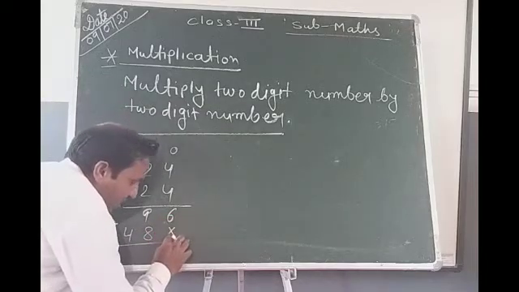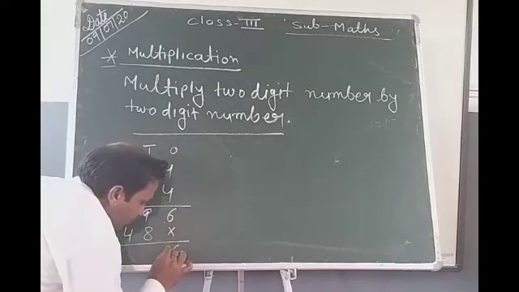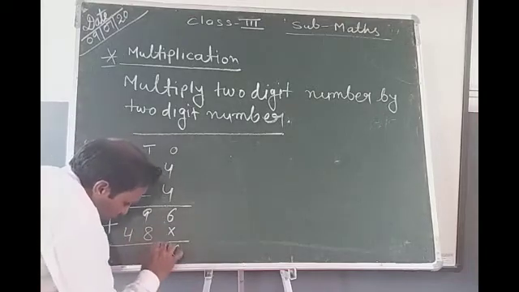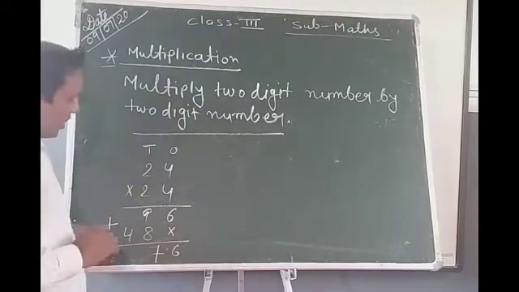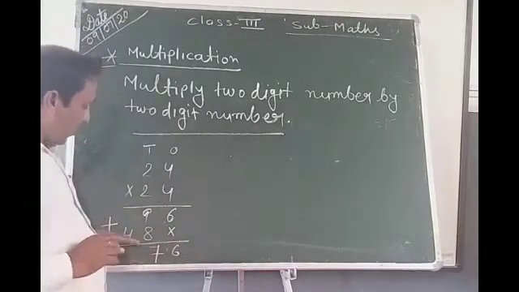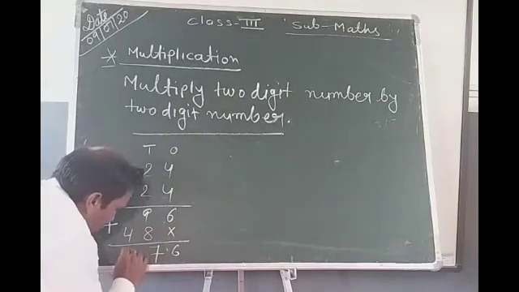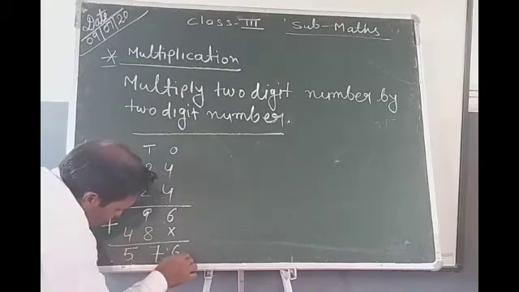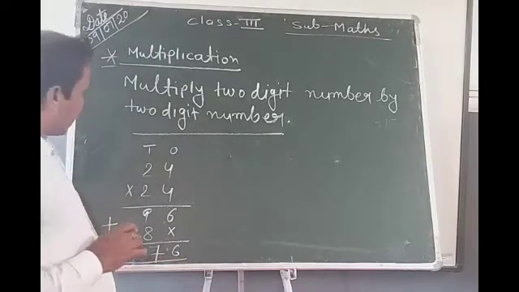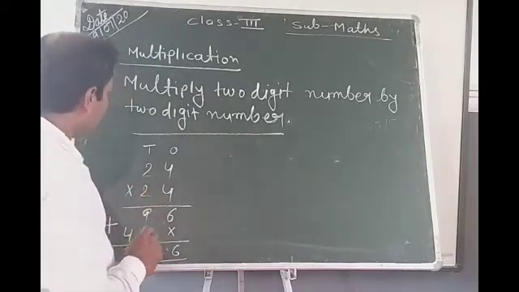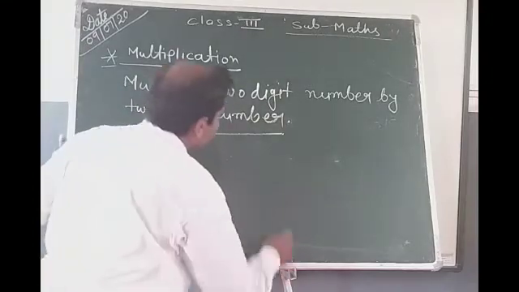So 6, and here is the multiply sign, so 6 and 8 plus 9 is 17. Write 7, carry 1. 4 plus 1 is 5. So the answer is 576. Second, see one more example here.